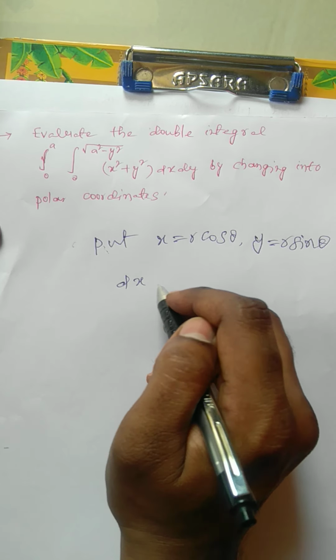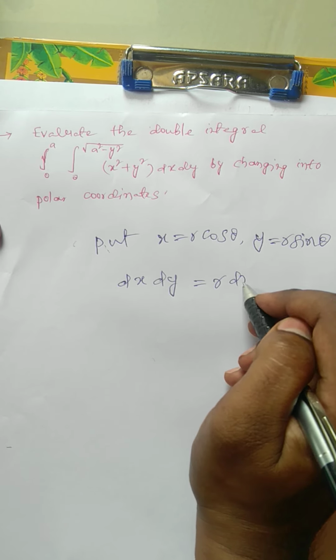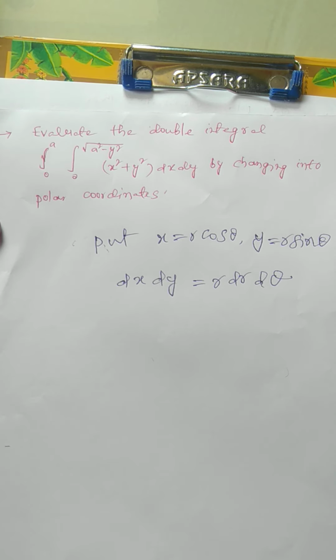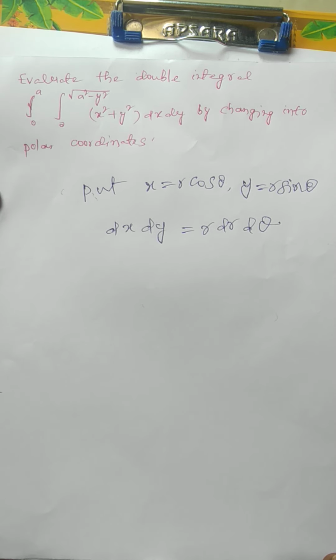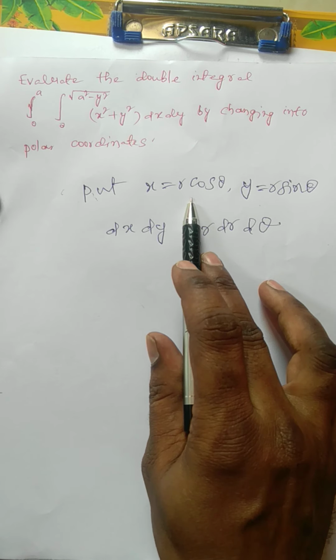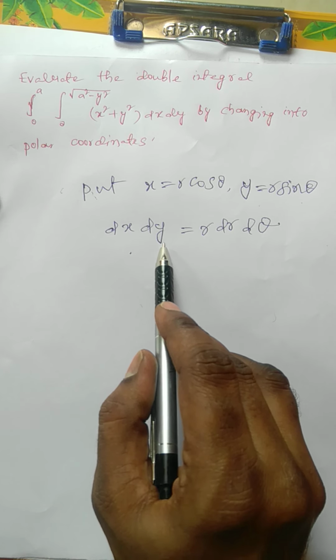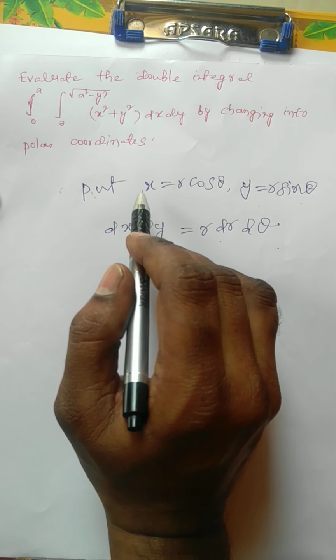What is the next step? We will write dx dy equals r dr d theta. What is step 3? We would find the new limits for r and theta. Here two steps are done. x and y we express in terms of r and theta, dx dy in terms of r dr d theta. Third step, I want to find the new limits for r and theta.